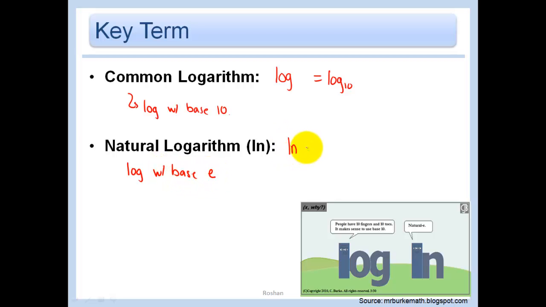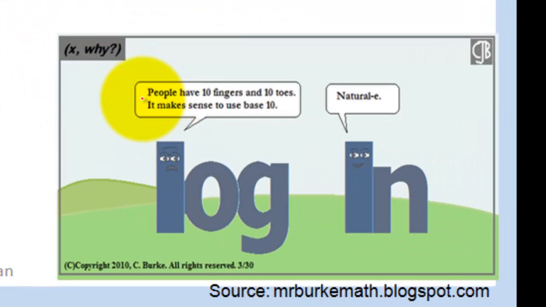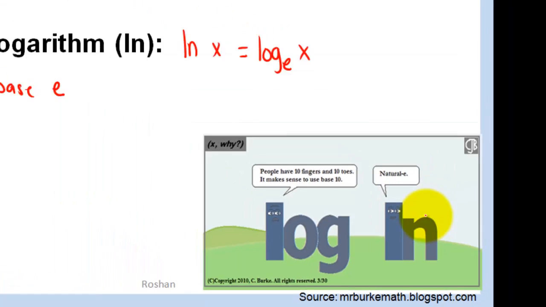So ln of x, for instance, is equivalent to log base e of x. Let me just put x's here because log is a function. I'm going to explain that better in the examples coming up, but here's a little comic again. Log says, people have 10 fingers and 10 toes. It makes sense to use base 10. And ln says, naturally. Ha ha ha.